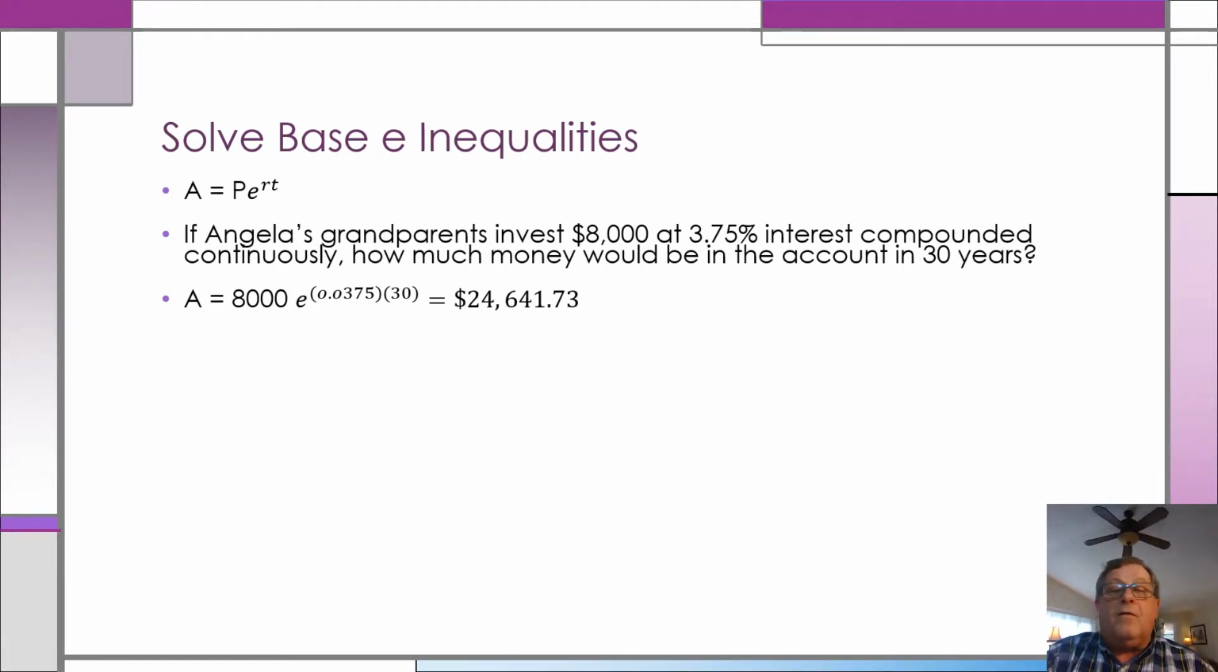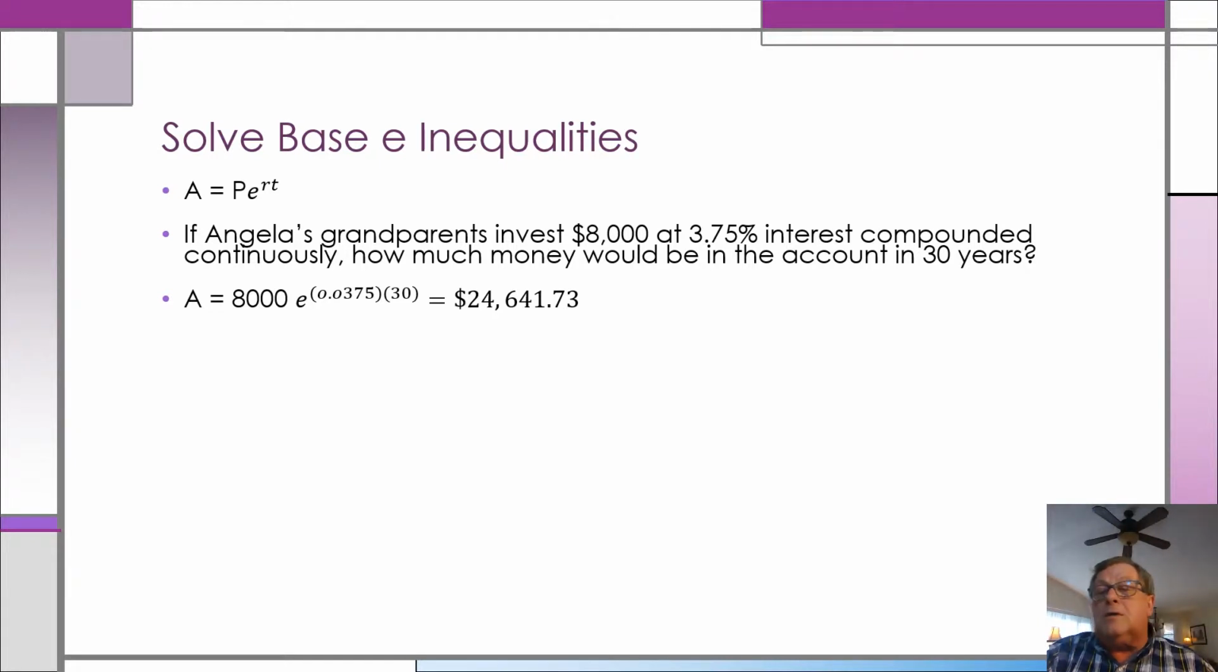And when I solve all that, it's $24,641.73. So after 30 years, at a 3.75% return compounded continuously, $8,000 will have grown to $24,641.73.